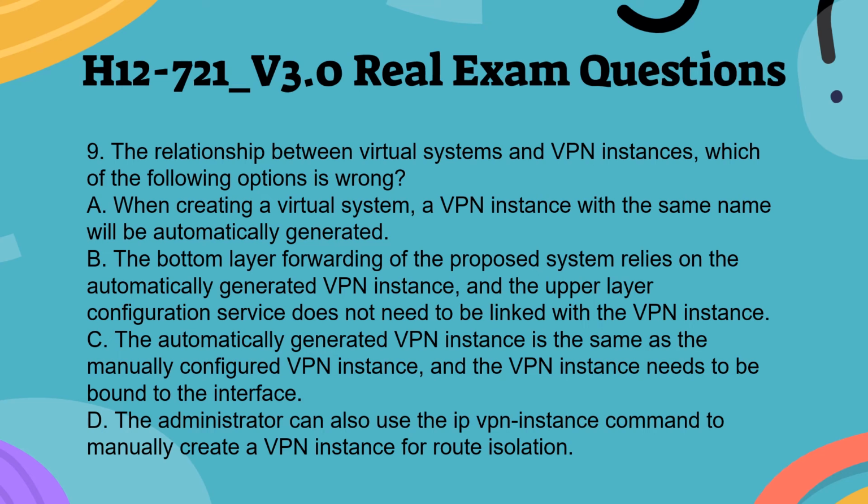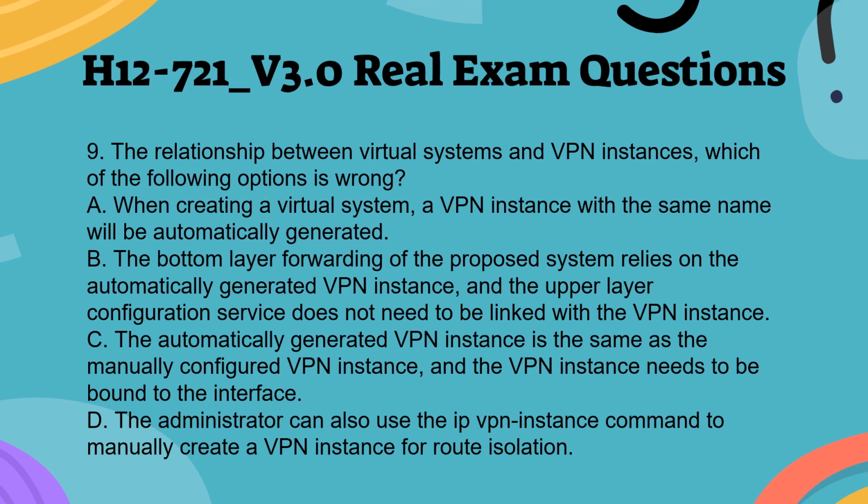9. The relationship between virtual systems and VPN instances. Which of the following options is wrong? A. When creating a virtual system, a VPN instance with the same name will be automatically generated. B. The bottom layer forwarding of the virtual system relies on the automatically generated VPN instance, and the upper layer configuration service does not need to be linked with the VPN instance.